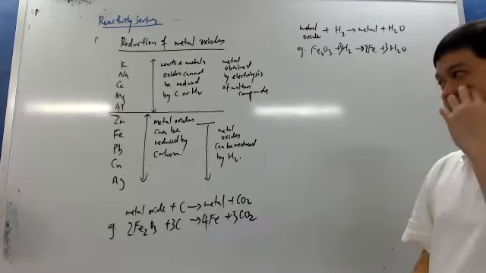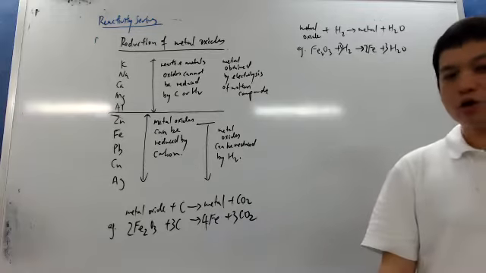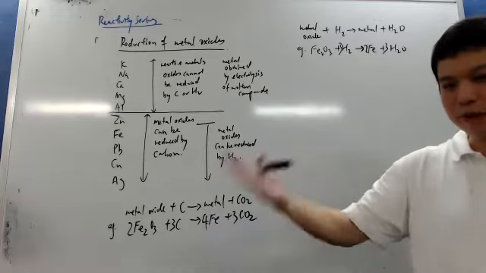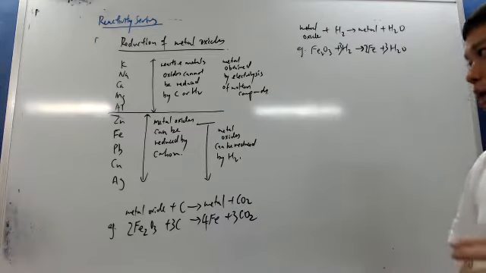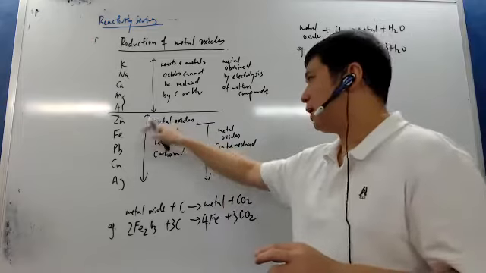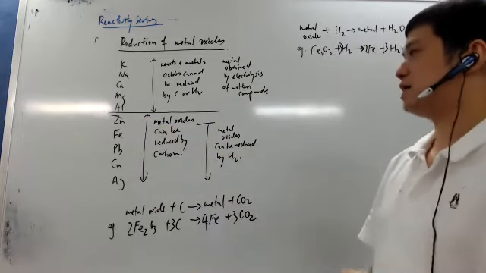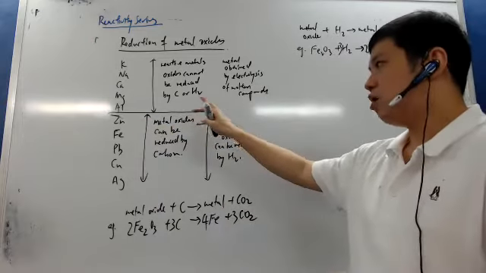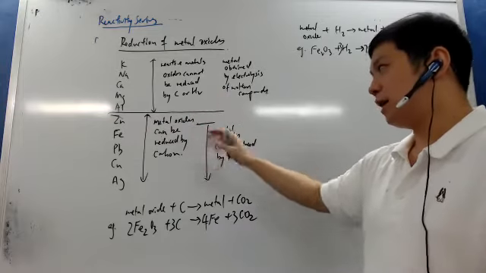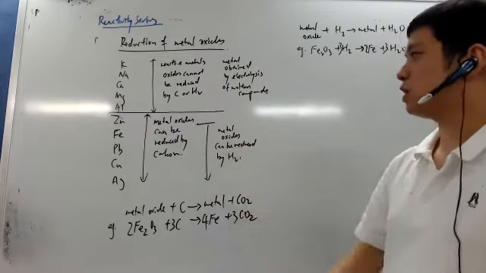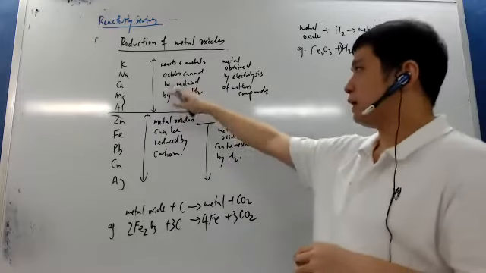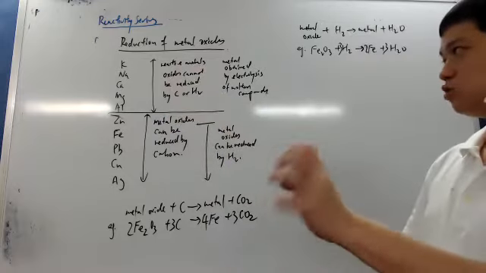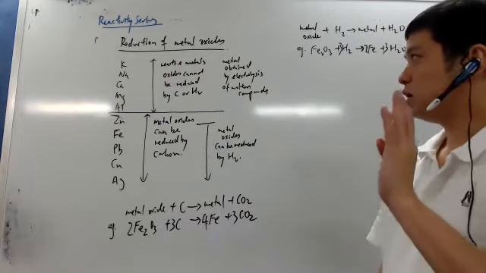So these metal oxides will be not so stable. Remember, more reactive metals form more stable compounds. Less reactive metals form less stable compounds. So zinc and below, the metals are less reactive, so the oxide will be less stable. So zinc oxide and below, the metal oxides like iron oxide, lead oxide, all those, the metal oxide can be reduced by carbon.